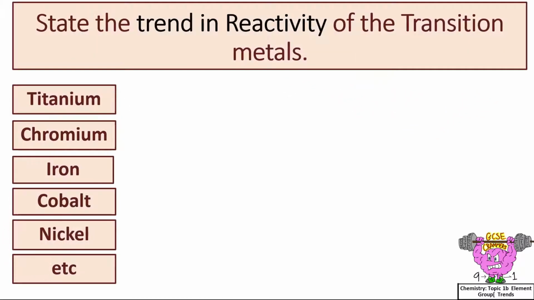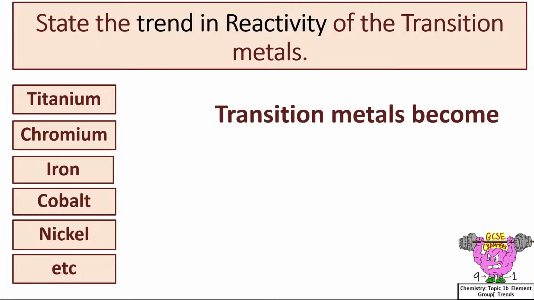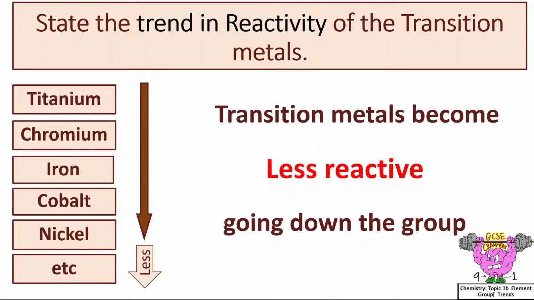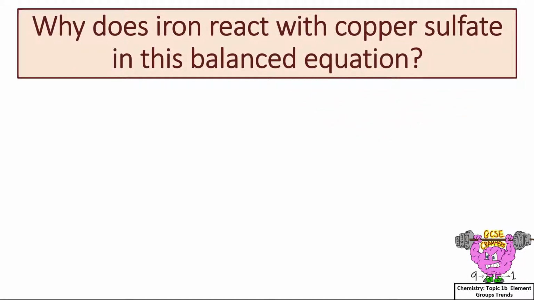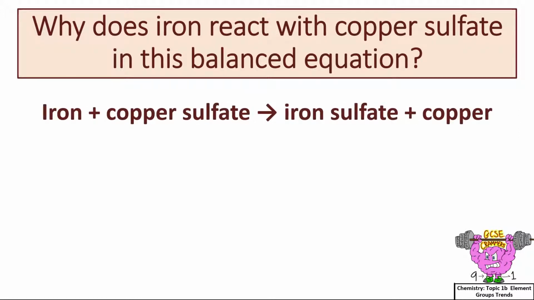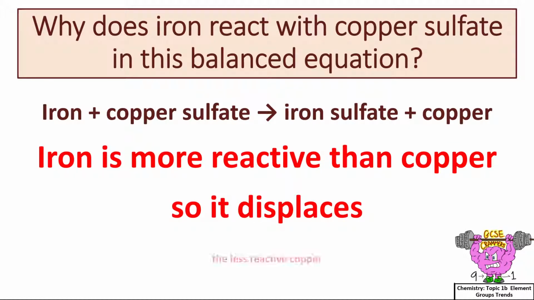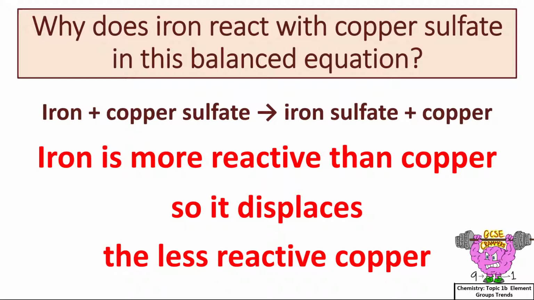State the trend in reactivity of the transition metals. Transition metals become less reactive going down the group. Why does iron react with copper sulfate in this balanced equation? Iron plus copper sulfate produces iron sulfate plus copper. Iron is more reactive than copper, so it displaces the less reactive copper.